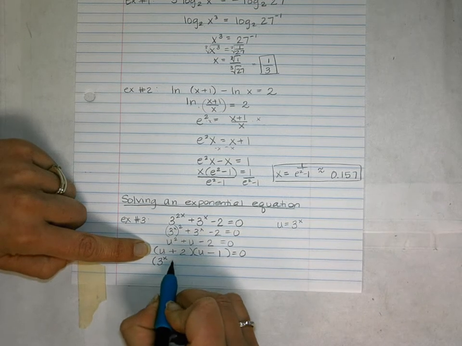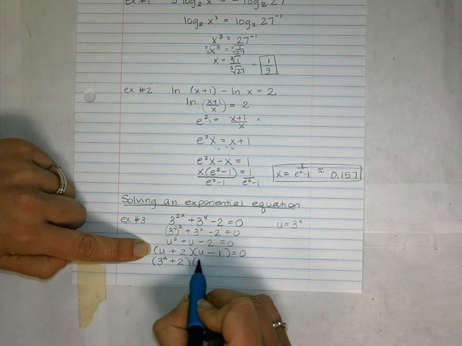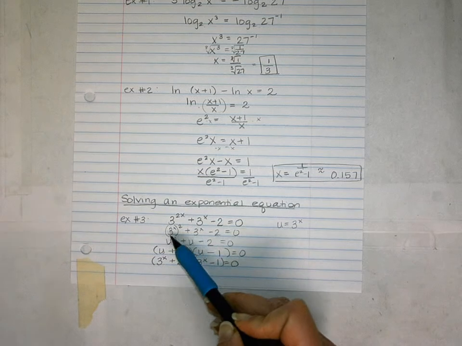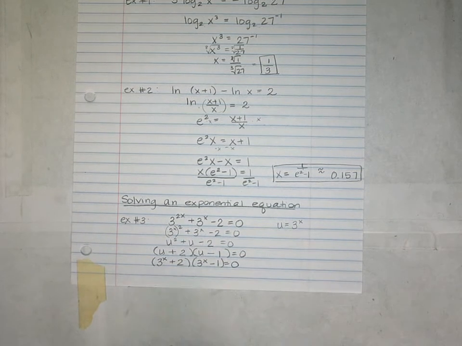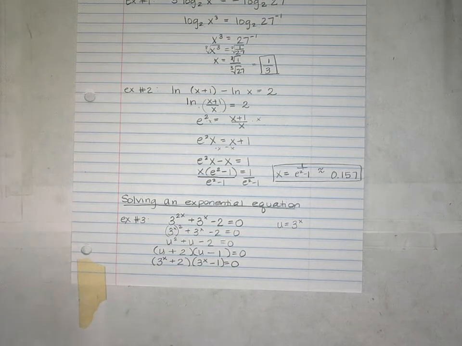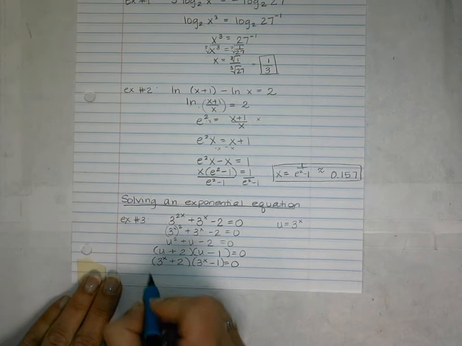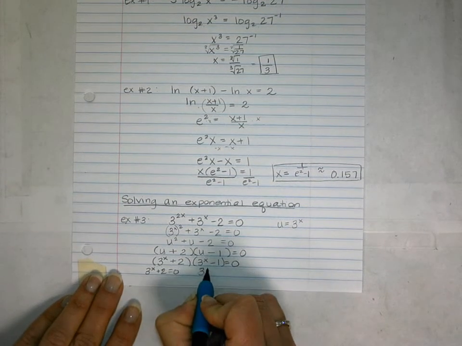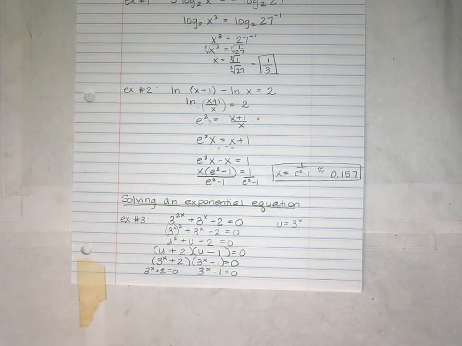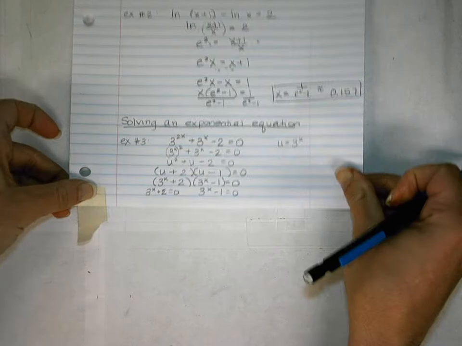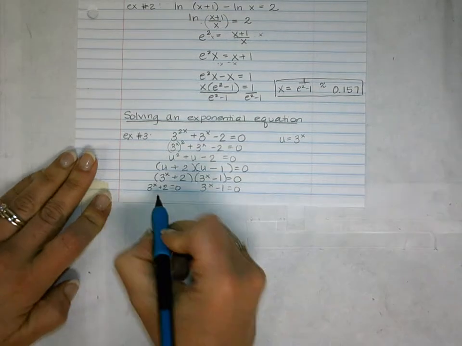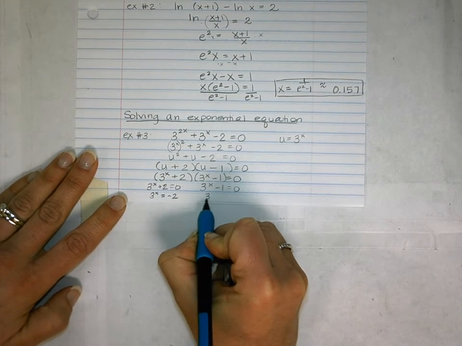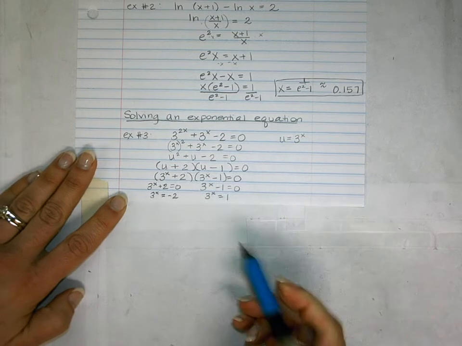So this is 3 to the x power plus 2 times 3 to the x power minus 1, and that equals 0. That's the hardest part, is to see that this is really a quadratic in disguise in an exponential function. Then to solve for this, we set each one of these factors equal to 0. So we have 3 to the x power equals negative 2, and then 3 to the x power equals 1.